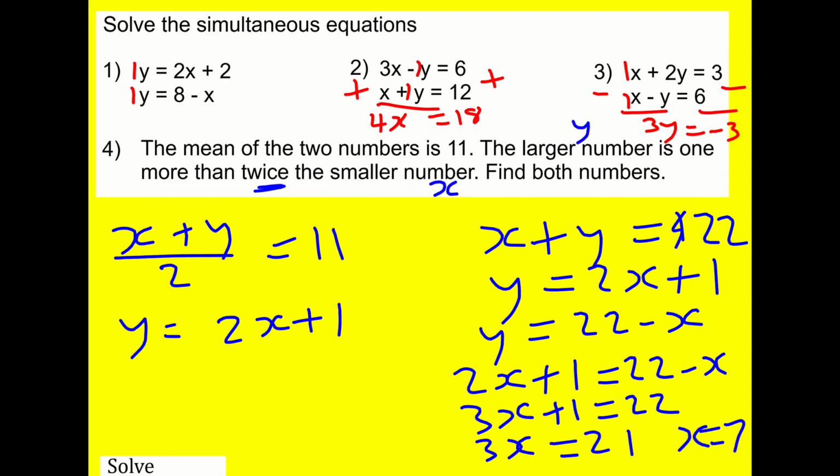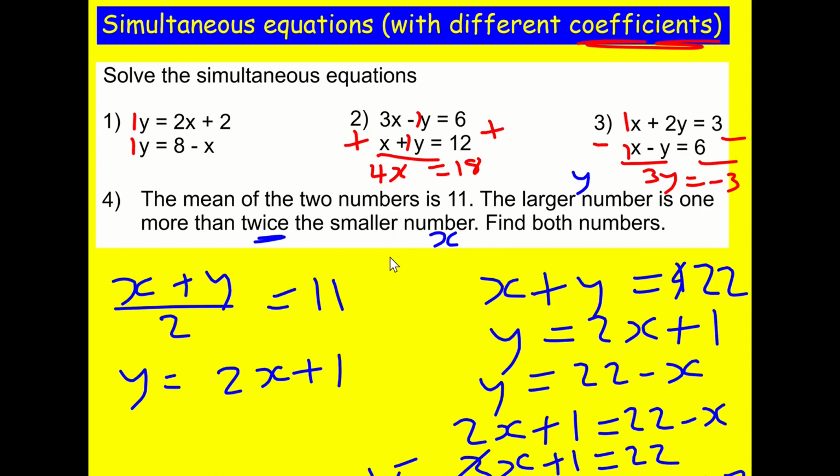And then I can put that back in. I put it back into this one. Y is going to equal 15. And if I just check it, if I add these two together, I get 22. Divided by 2, I get 11. Again, I know I'm correct. So that's just a quick recap of simultaneous equations, and well done if you're happy with that.